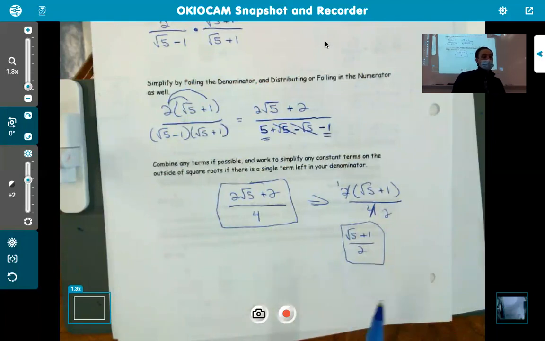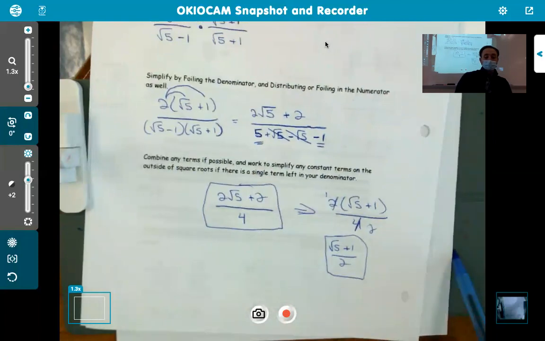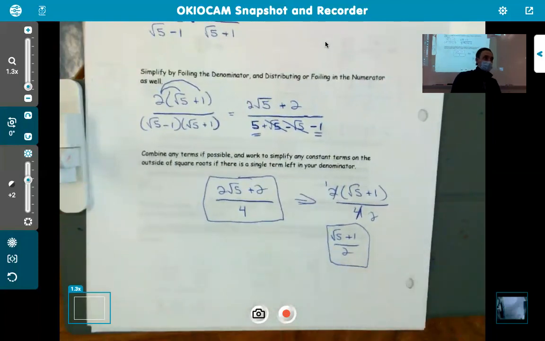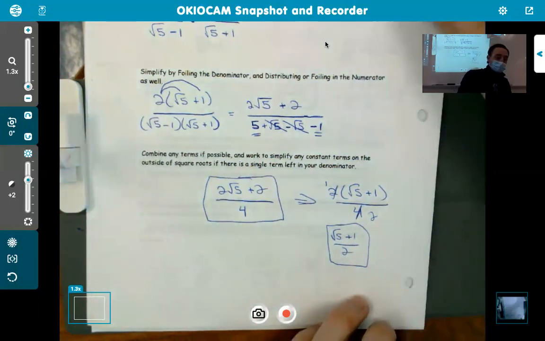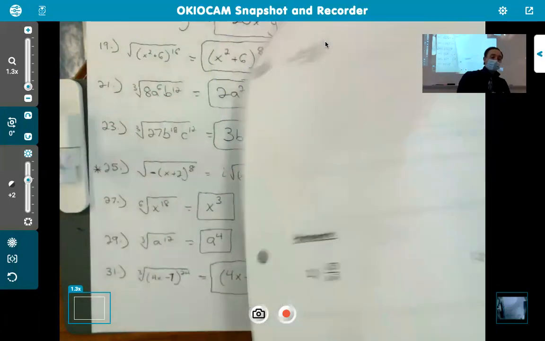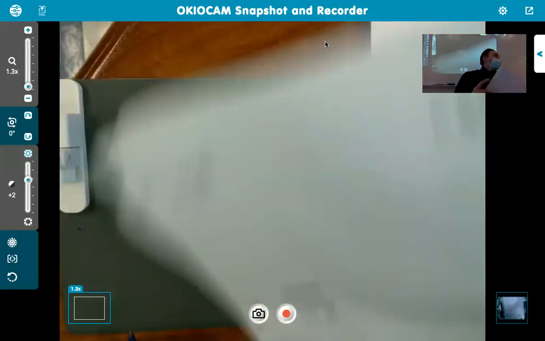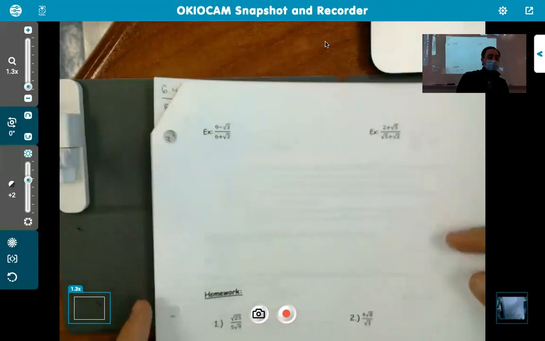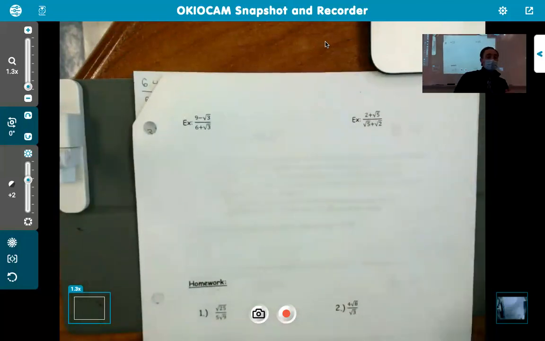Any questions about that example? Does anybody need more time copying this down? Okay. We're going to do one more example and then I'll explain the homework for tonight and then we will be done for today. All right. So max focus for this last one and then we'll finish up.